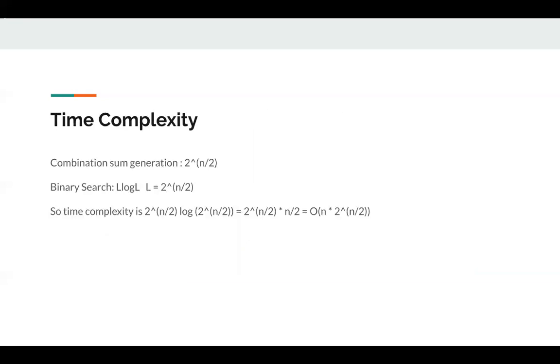So what's the time complexity? We know in the combination sum generation, for A and B, we have 2 to the n divided by 2 numbers. We have so many numbers in A and in B. Then we have binary search. We iterate every element in A, and we run binary search. So it's L log L. L is this number. So the time complexity is this number times log, and we can move the exponent out of the log. It becomes this formula. So the final time complexity is O of this number. It's pretty large, like exponential.